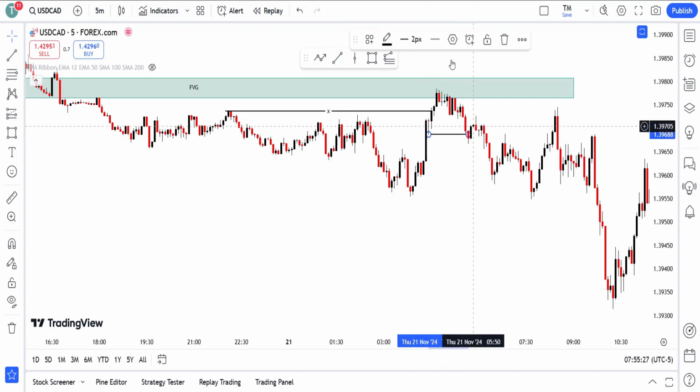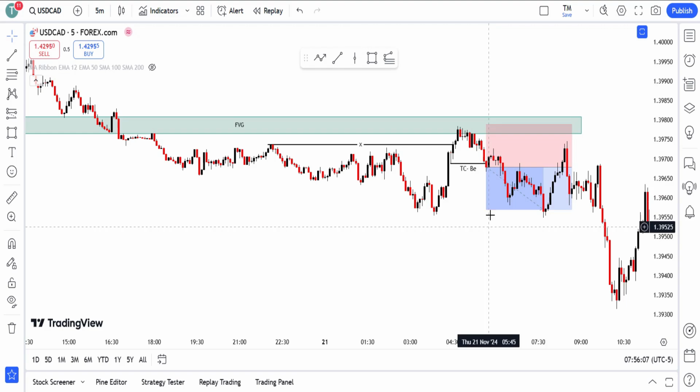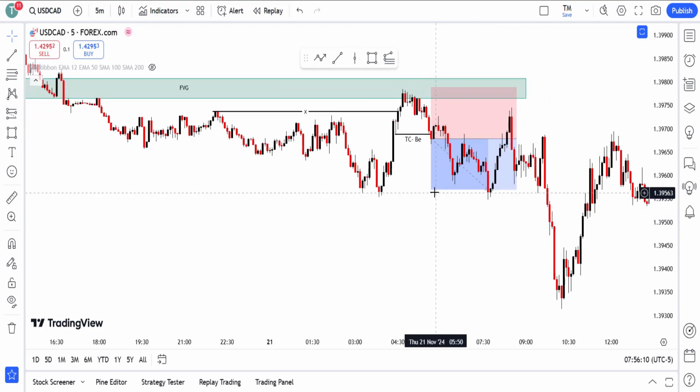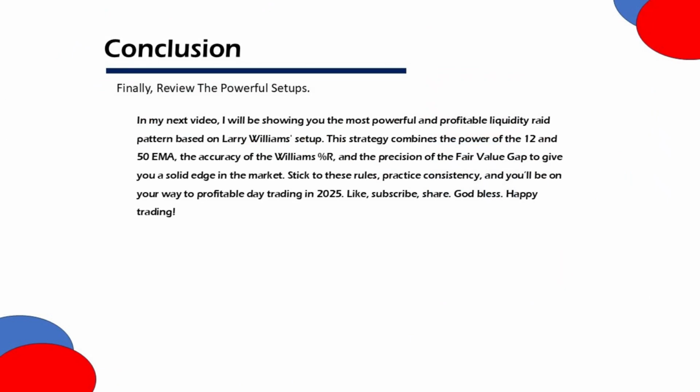Step 6. Enter the trade and set a stop loss. We entered the trade when the structure shifted, setting a stop loss just above the most recent swing high. The target was set at a 1:3 risk-reward ratio, aiming for a 3x profit relative to our risk.